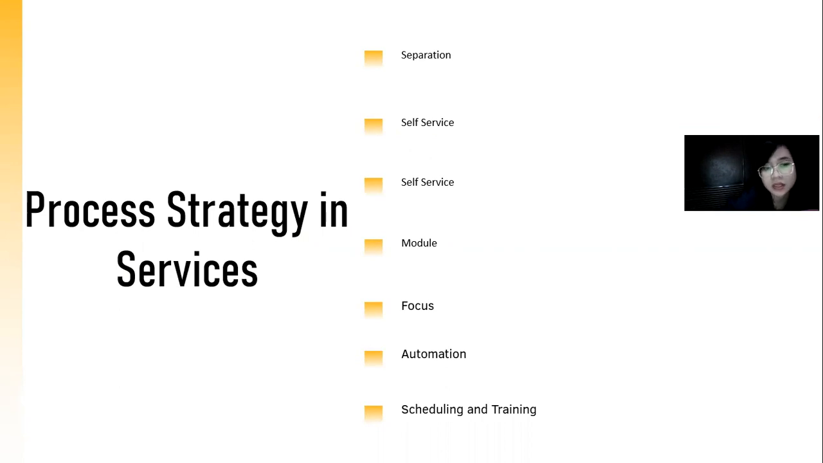Okay, for the last, process strategy in services: separation, self-service, module, focus, automation, scheduling, and training. Separation, service is separate so that the customer must go to the place where the service is offered. For example, bank. Self-service is widely used by supermarkets. Focus, limiting the service offered to customers.